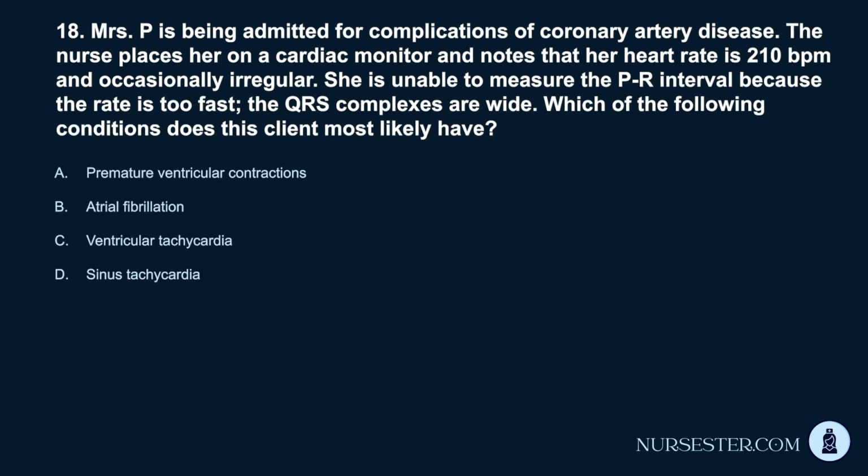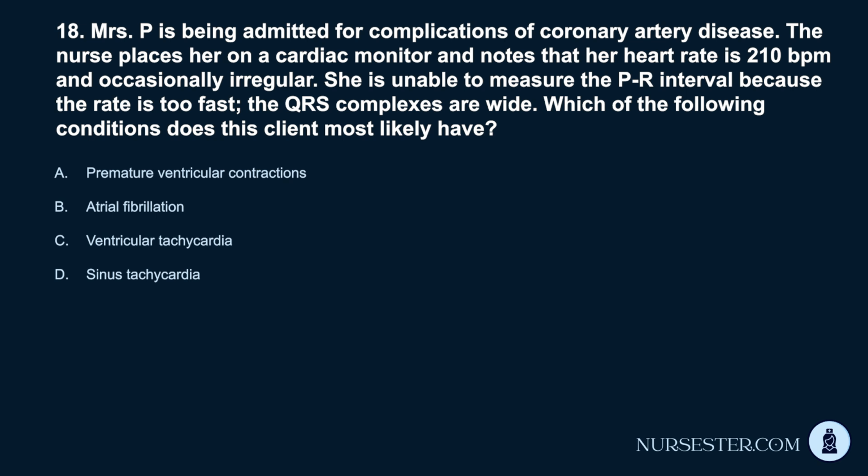18. Mrs. P is being admitted for complications of coronary artery disease. The nurse places her on a cardiac monitor and notes that her heart rate is 210 bpm and occasionally irregular. She is unable to measure the PR interval because the rate is too fast. The QRS complexes are wide. Which of the following conditions does this client most likely have?